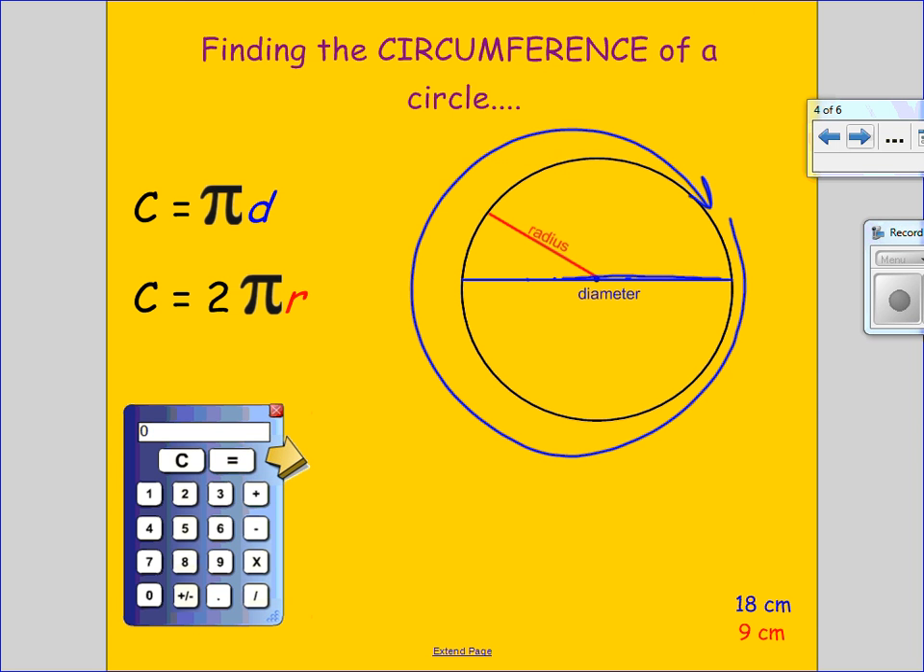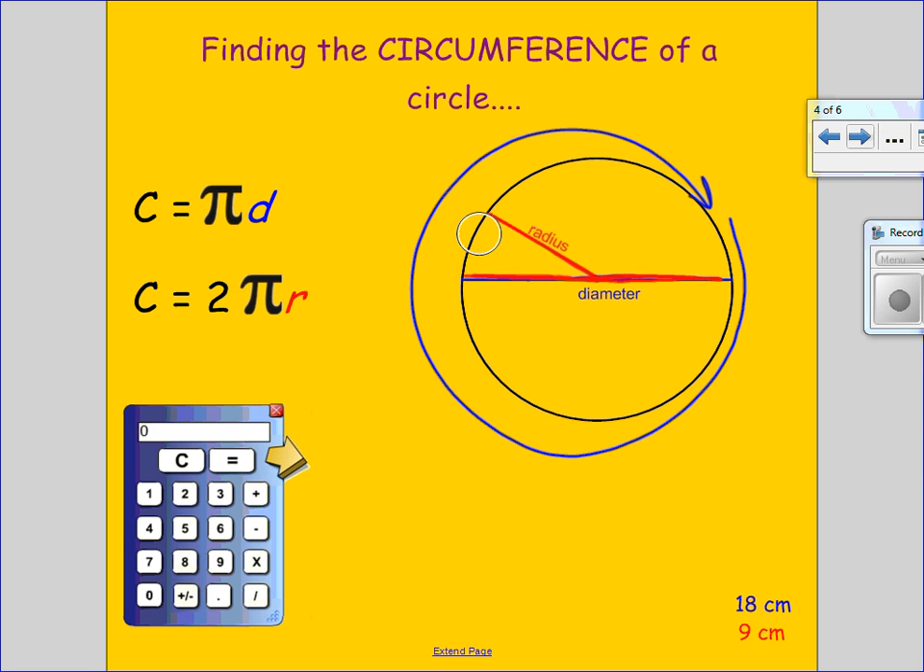Or if you have the radius right here, which is half the diameter, from the center right here, you could do 2 times pi times r, because 2 times the radius is going to give us the diameter. Mathematically, that makes sense. That reasoning works because you have two radii across, which equals 1 diameter. So if we take 2 times the radius times pi, it's the same as taking pi times the diameter.